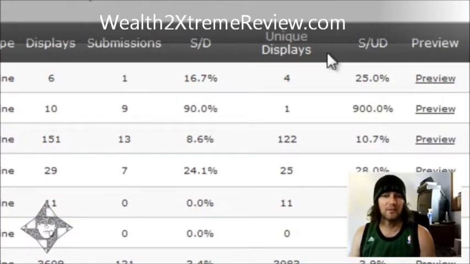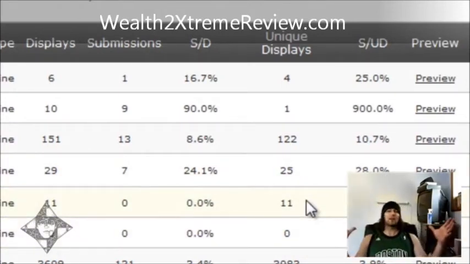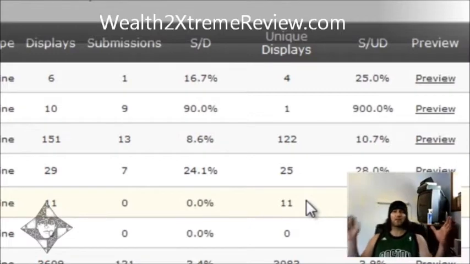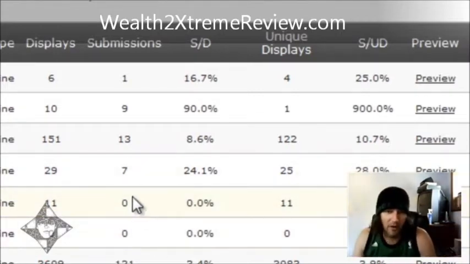Let's move over here. I believe there's been 20 displays, but 11 of them are unique, meaning that 11 people have clicked on and gone to my thing. So no leads so far, but I haven't really put that much money on it.